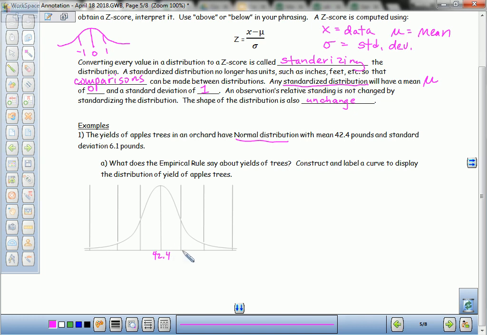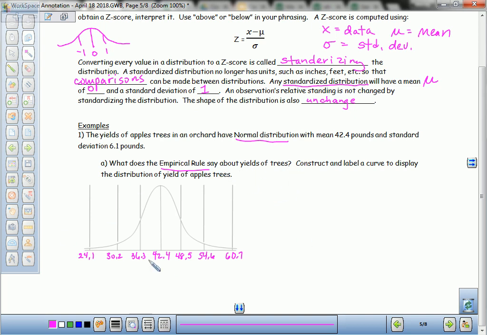So we would finish by adding 6.1 to this side. And this would give us 48.5. It would give us 54.6. And then finally, 3 standard deviations from the mean would be 60.7. Then we would subtract that 6.1 to go backwards. And we would have 36.3. And then 30.2. And 3 standard deviations to the left would be 24.1. All right, so this says, what does the empirical rule say about the yields of the trees?